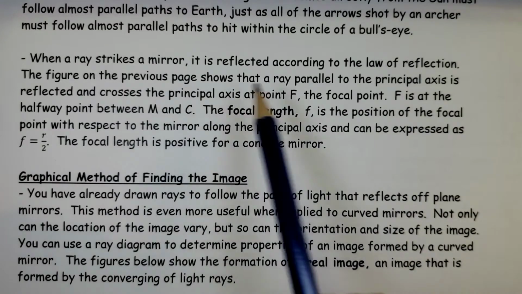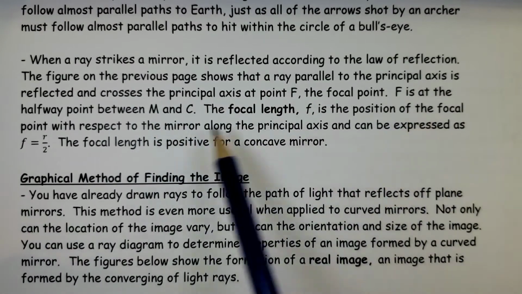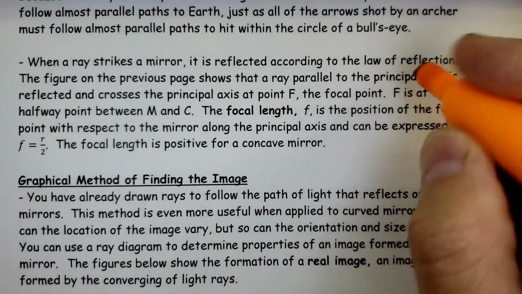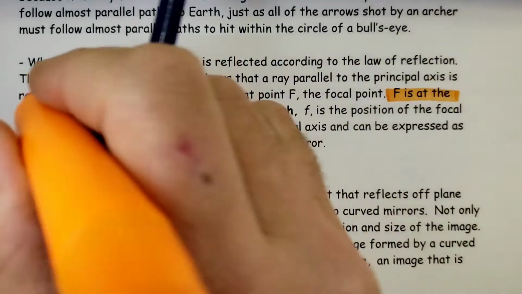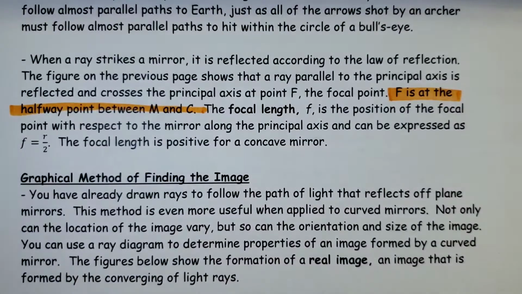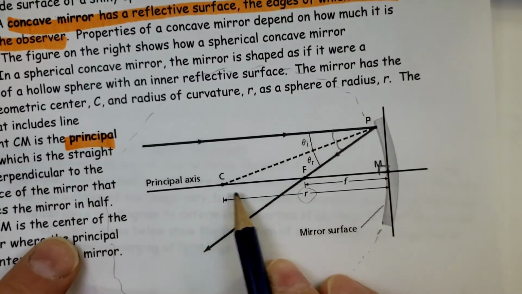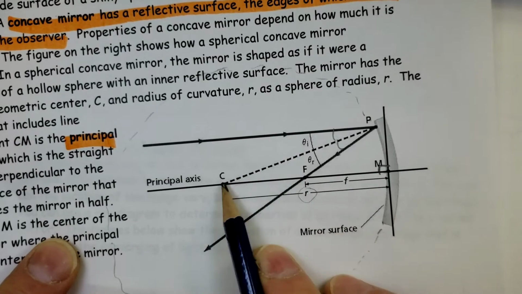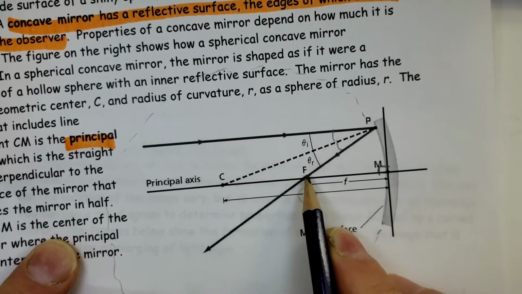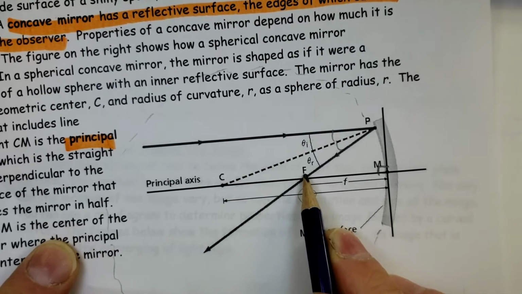Let's see where we're at here. So it shows that F is at that, oh, here's another thing to note. F, if you noticed, is at the halfway point between the mirror and the center of curvature. So if you take a look here, it's exactly halfway between. So you have the center of the mirror to the mirror, the focal point is halfway.